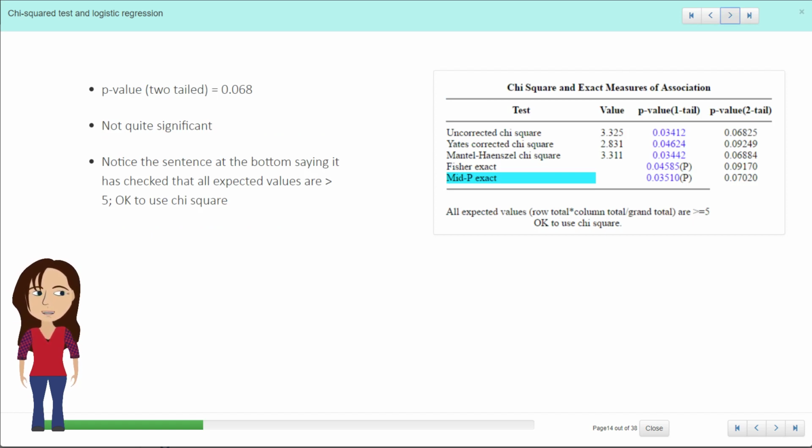So here we have the output from OpenEpi. The p-value, we're just looking at the two-tailed tests, is 0.068, so it's not quite significant. And there's a little sentence at the bottom saying that it has checked all your expected values and it's okay to use it. So you don't really need to check this yourself, although you can, but most software will do that for you and give you a little message if it's possible that your test is not valid.